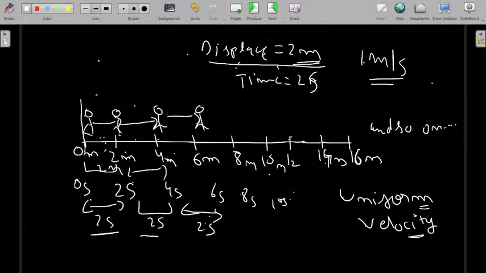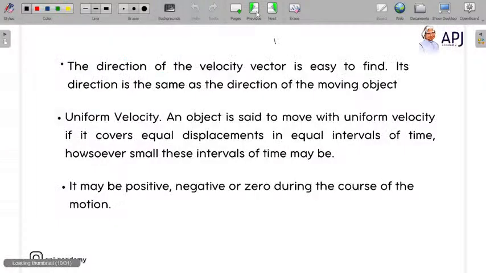I hope everybody has understood the meaning now. You can again read the definition. When a particle covers equal displacement in equal intervals of time, it is said to have uniform velocity. Now what will be non-uniform?